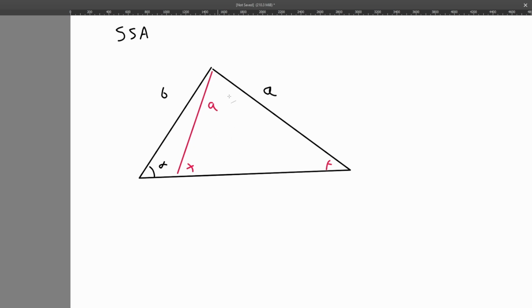Now this means that when solving for side-side-angle triangles, you can actually get two answers for this angle right here, which could be this angle or this angle, and you have to be careful on which one to select. Let me give an example.